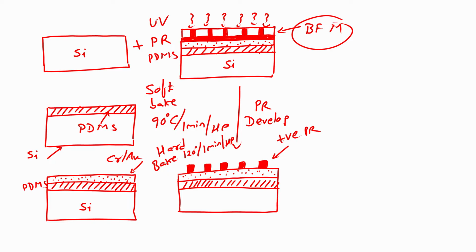After you perform a hard bake, the next step would be you dip this wafer in chrome gold etchant. First chrome etchant, then you wash it, then gold etchant, again wash it. So, washing is called rinsing, to rinse it. So, chrome gold etchant. If I dip this wafer in chrome gold etchant, what will happen?